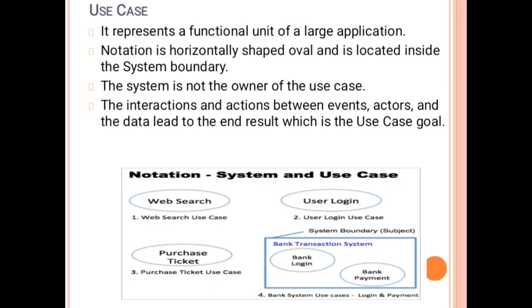Next, use case. A use case represents the functional unit of a large application. The notation is a horizontally shaped oval and it is located inside the system boundary. The system is not the owner of the use case. The interaction and the action between the events or actor and data lead to the end result, which is the use case goal.